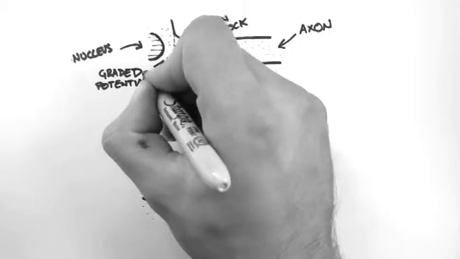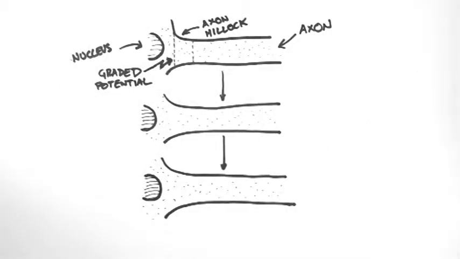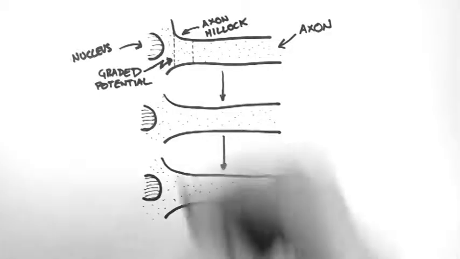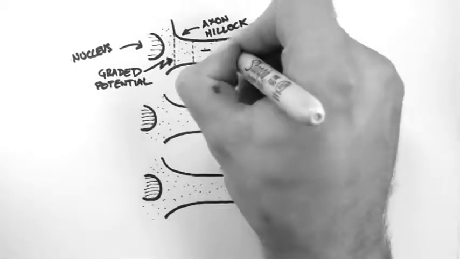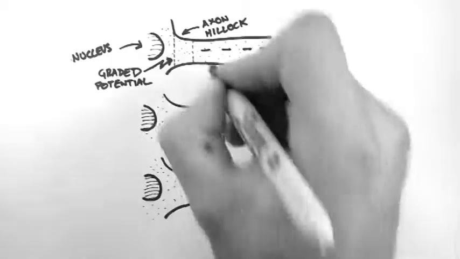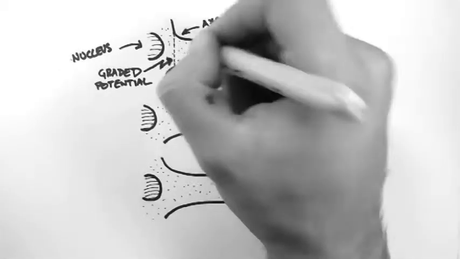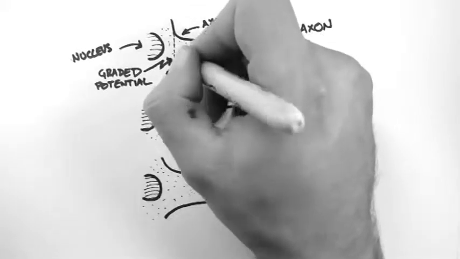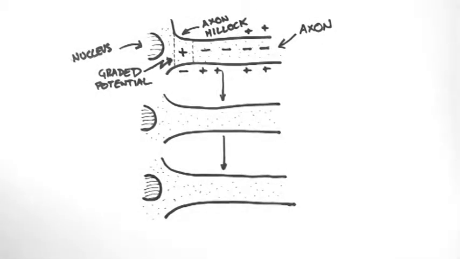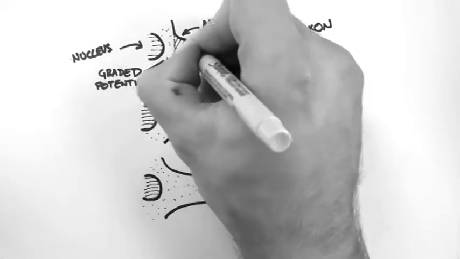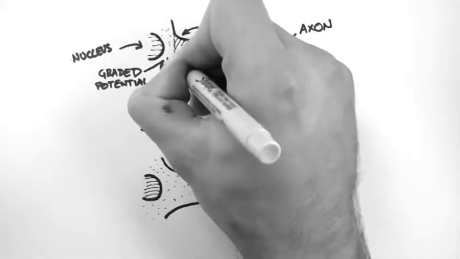We're not going to talk about graded potentials in this tutorial, but just know that they are a flow of positive charge. Now everywhere but the axon hillock, the membrane is at its resting membrane potential. The positive stimulus of the graded potential is enough to trigger an action potential in the axon hillock.